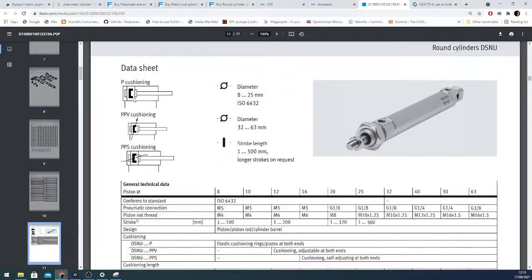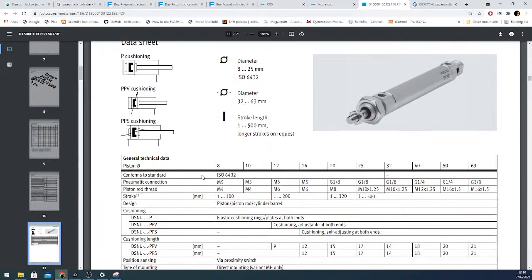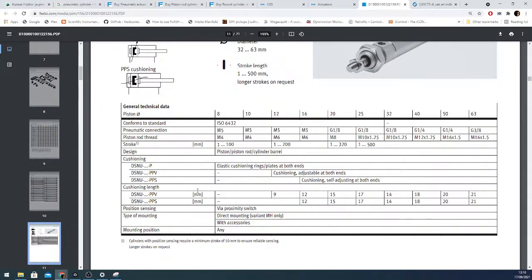And there are different kinds of it. Fixed cushioning, adjustable cushioning, and automatically adjusting cushioning elements. And for example, here it also shows the length of the cushioning areas. And I think the first cylinder, the smallest cylinder, actually doesn't have any cushioning.